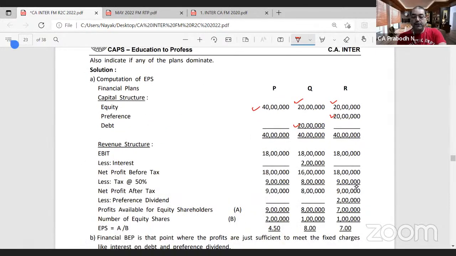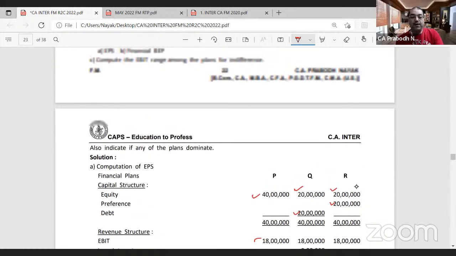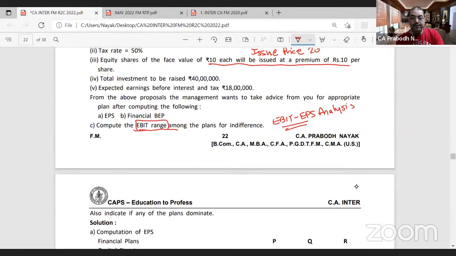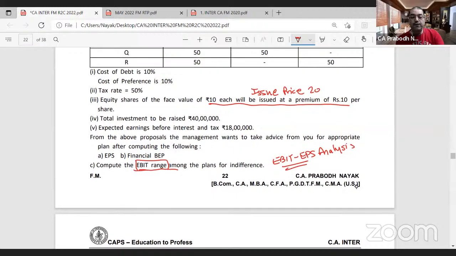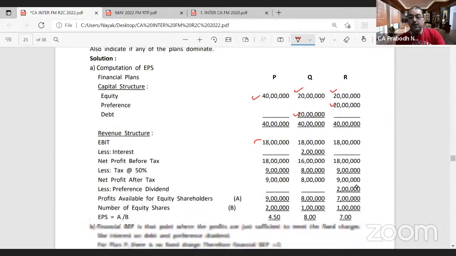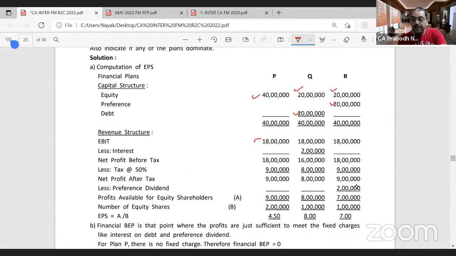Now in the revenue structure, EBIT will be the same everywhere, 18 lakhs. Interest will be there only for plan Q because debt is there only in plan Q. What is the cost of debt given to us? 10%. 10% is the cost of debt, and 10% is the cost of preference. So 10% of 20 lakhs will be 2 lakhs, and that 2 lakhs is there only for plan Q. So 18, 16 and 18 lakhs is your net profit before tax. Minus the tax at 50%, 9 lakhs, 8 lakhs and 9 lakhs, you get net profit after tax.